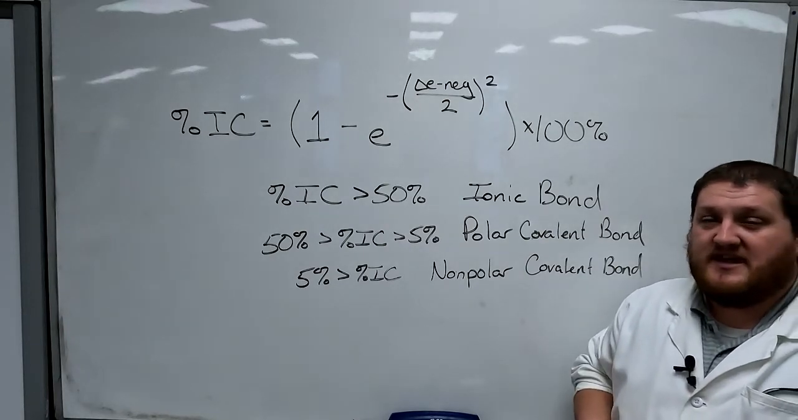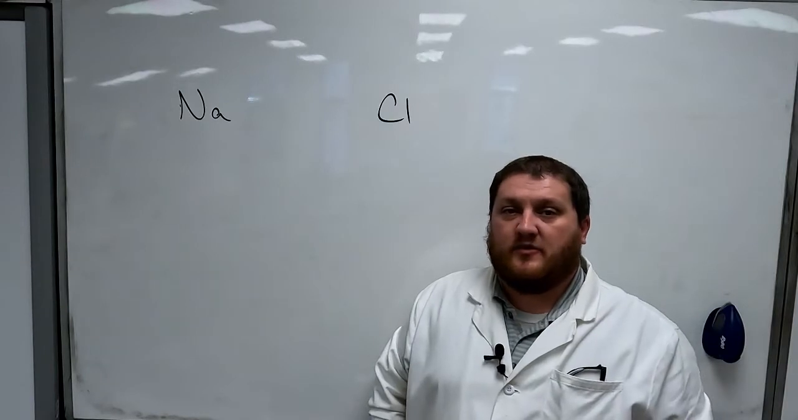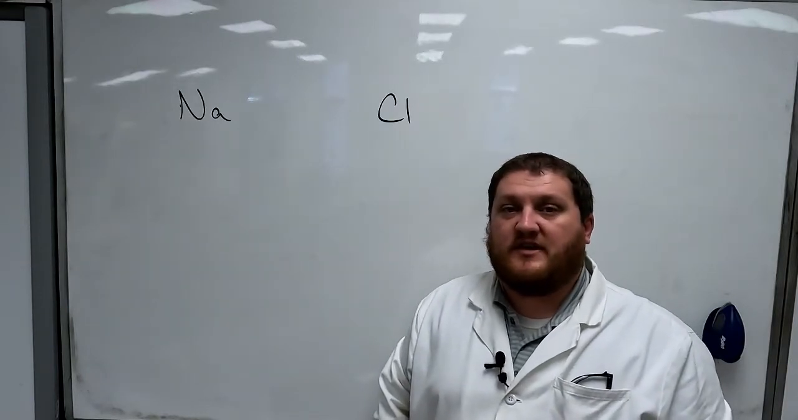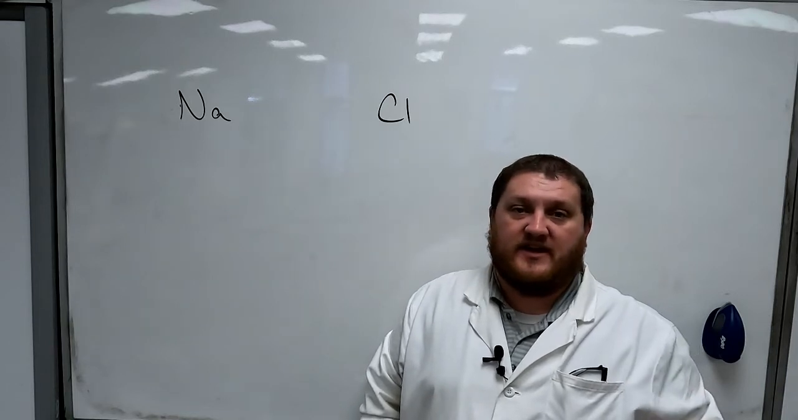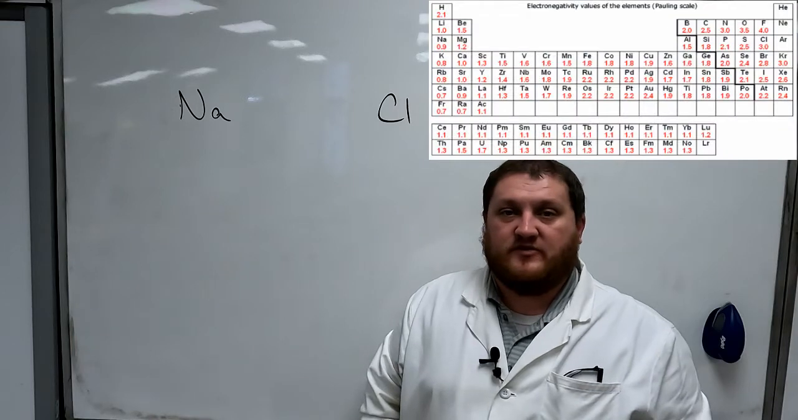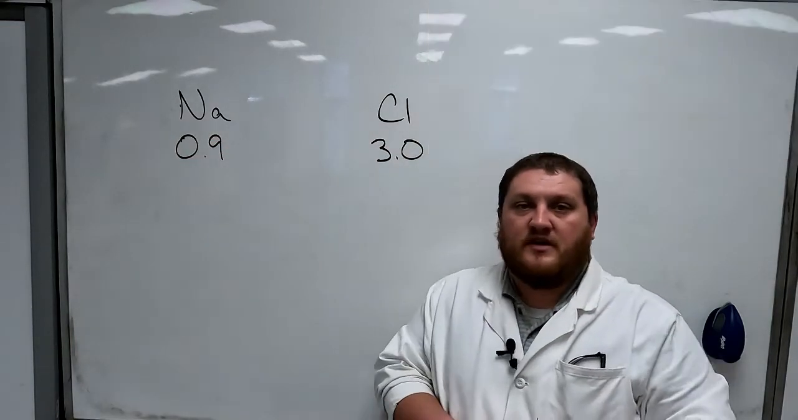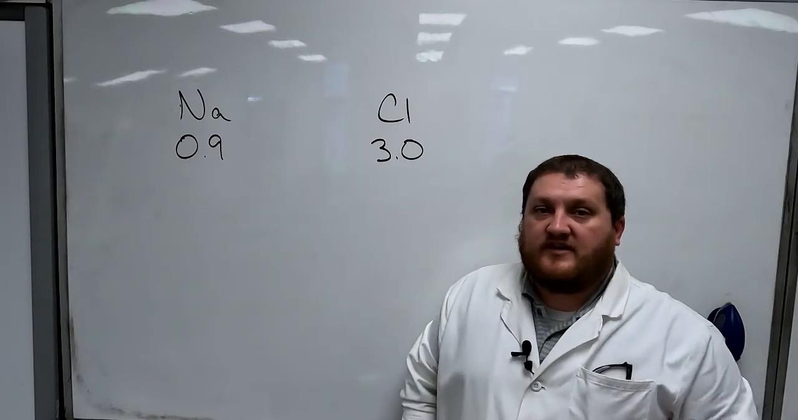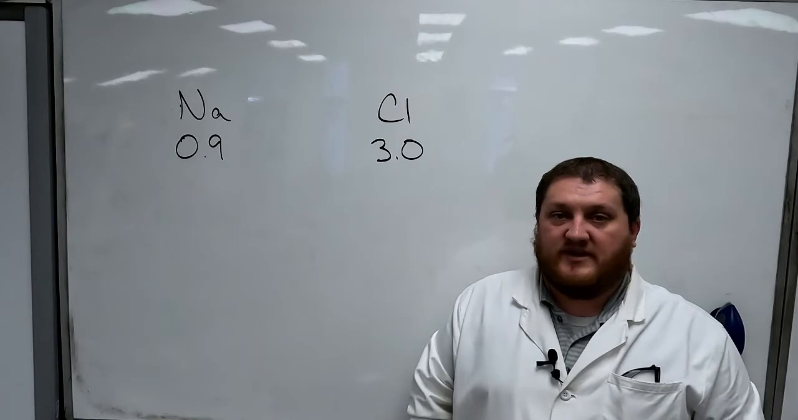Let's take a look at some examples as well as how to use this equation. The first example we're going to look at is between sodium and chlorine. The first thing we will need to know about each of them is their electronegativities. We get that from the chart that is provided in your Schoology folder. The electronegativity of sodium is 0.9, and that of chlorine is 3.0.